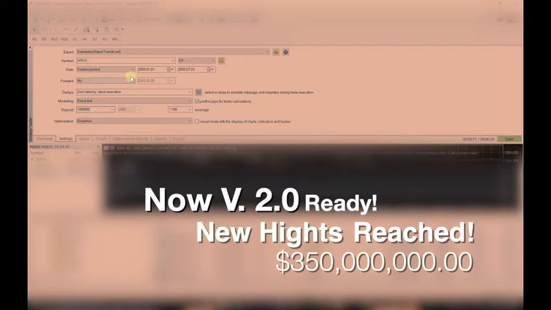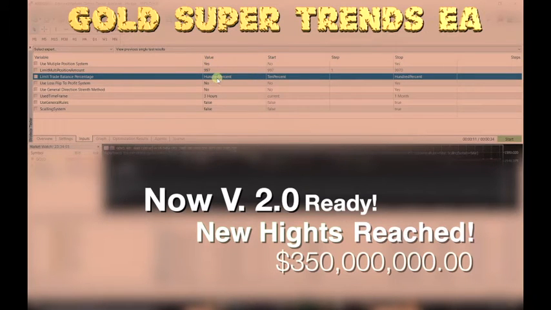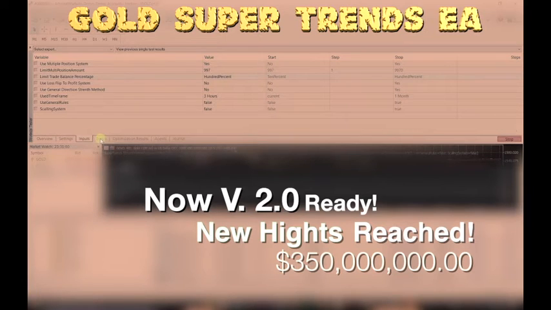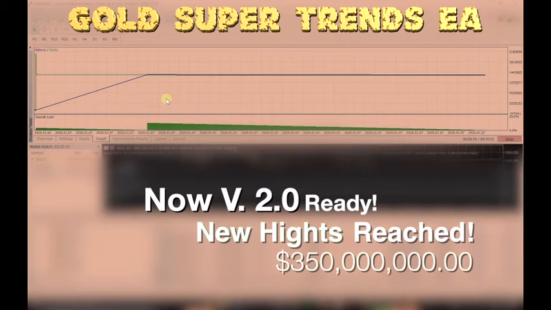This is basically about the Gold Super Trends Expert Advisor, which is on the MetaTrader website, MQL5. And this EA is designed for MQL5. And basically here, while I'm talking to you, I started the test from January 1st all the way up to July 23rd, which is yesterday. And this is all in 2020.